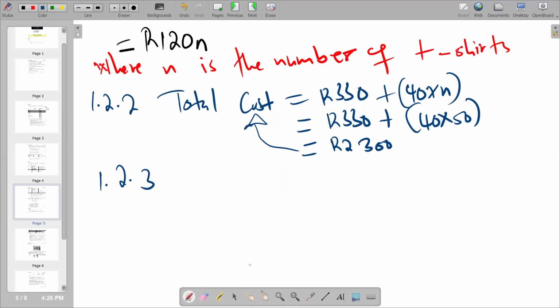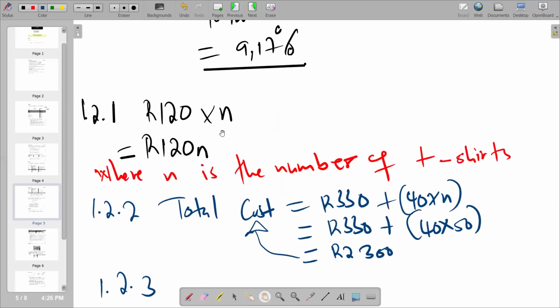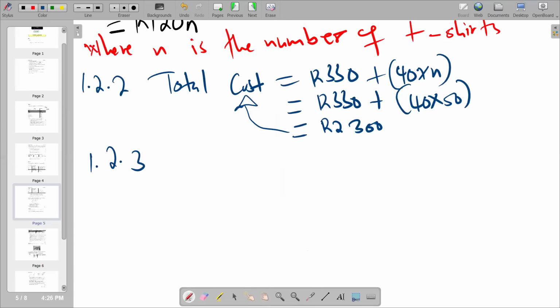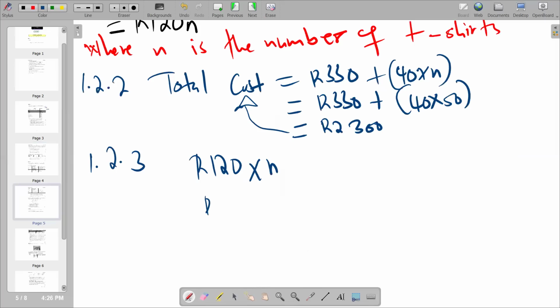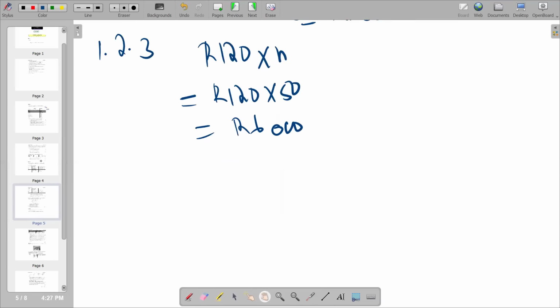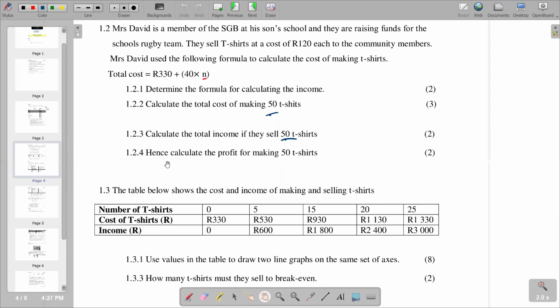So to calculate our total income, remember we have got a formula, it says 120 times N. So this is the formula that we are going to use, of which our N in this particular case, we're given, is 50 t-shirts. So we just say 120 times 50. We see what we get there. We get our answer is 6,000 rands. So 6,000 rands becomes our answer. We go to the next part, which is the last part according to this video.